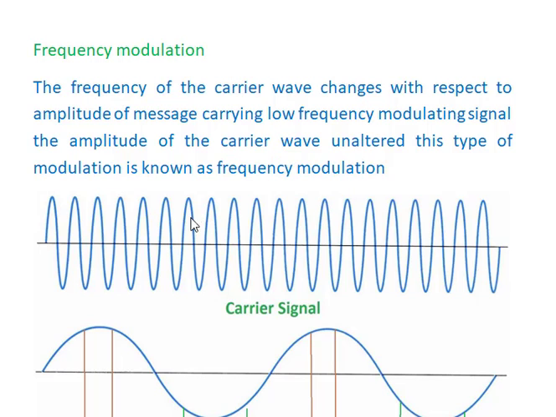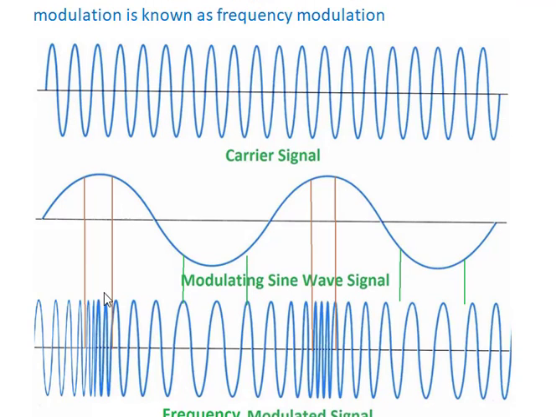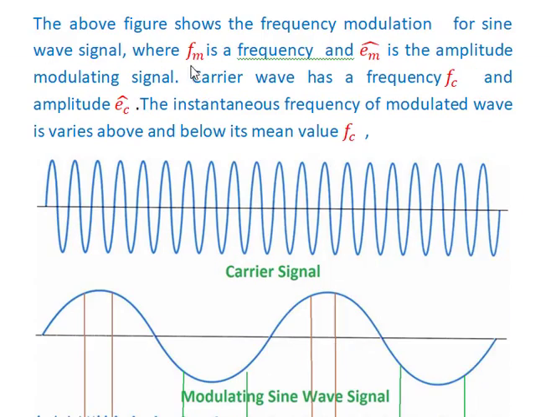It is the carrier wave, it is the modulating signal. During the modulation, the frequency of the carrier wave varies with respect to the amplitude of the modulating signal. See here, the above figure is the frequency modulation, from the sine wave signal, where Fm is the frequency and Em is the amplitude of the modulating signal.